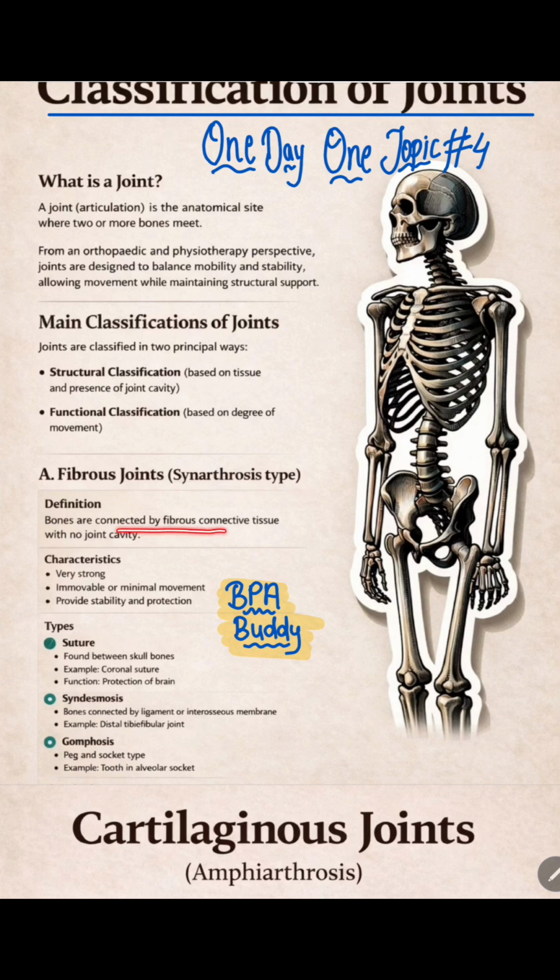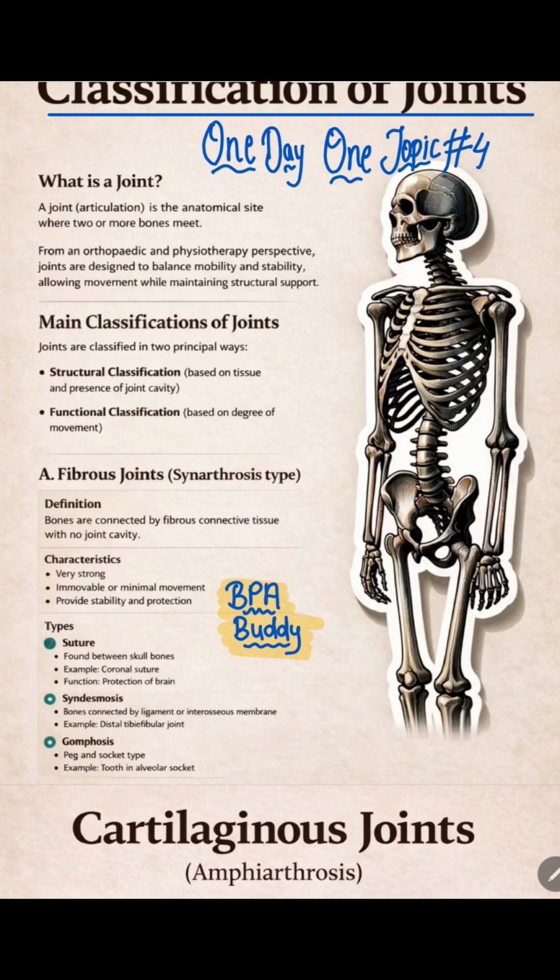The bones which are connected by fibrous connective tissue with no joint cavity are known as fibrous joints, also known as synarthrosis type. The characteristics of such joints are that they are very strong, they are immovable or only very slight movement is seen, and they provide stability and protection. It further has a few types.